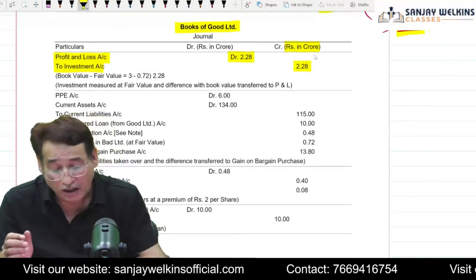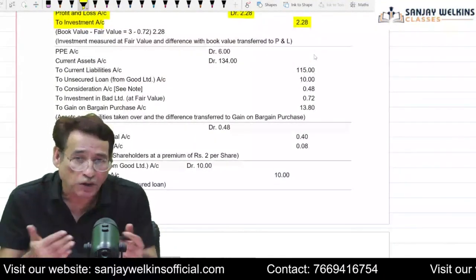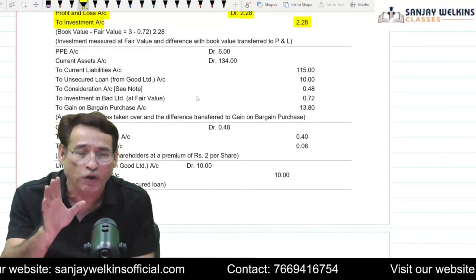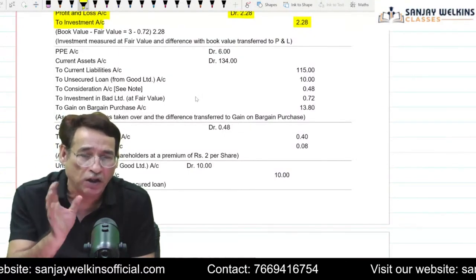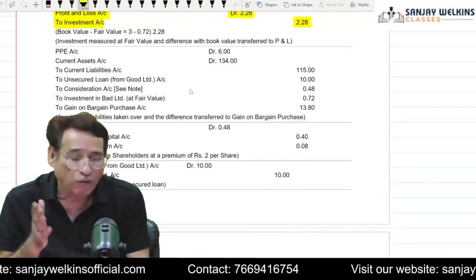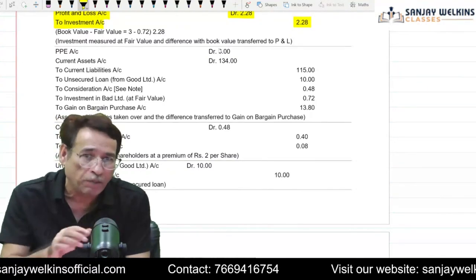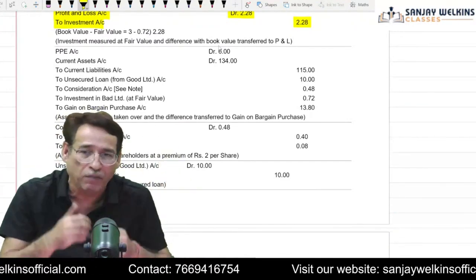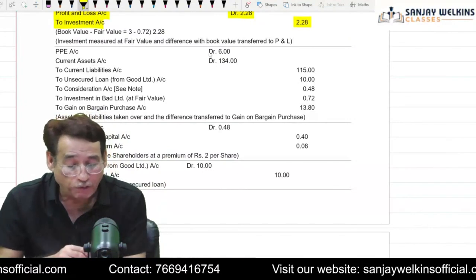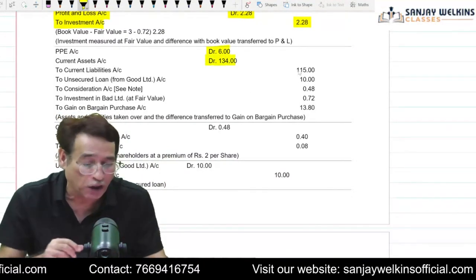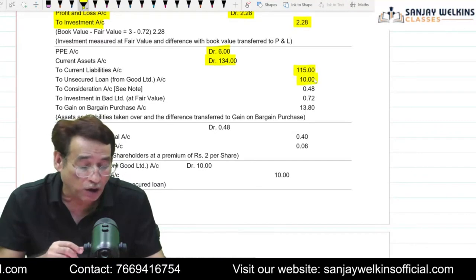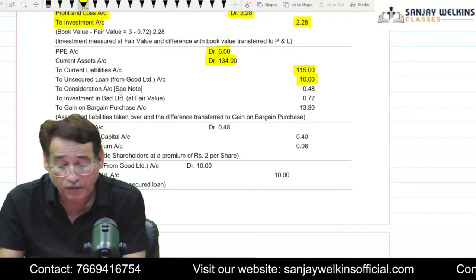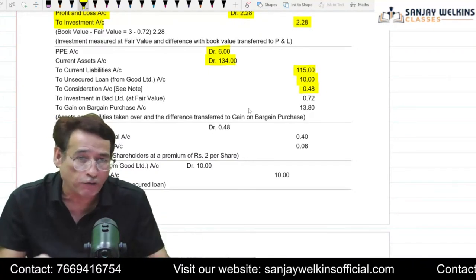Is it clear? And then, as usual, we are now going to pass the entry for the assets taken over and liabilities taken over. But I cautioned you with respect to one thing. Could anyone among you recapitulate that particular point? While writing the entry, this is a case of intercompany holding, in the sense that one company is already having some investment in the other entity. So first of all, property, plant and equipment which you have taken over, then you will write liabilities. Liabilities are current liability, unsecured loan. And then consideration, that is 0.48 which we computed.